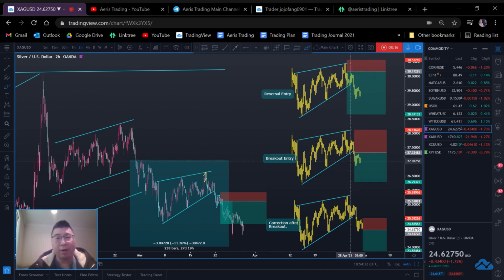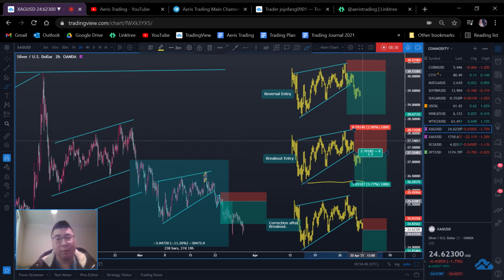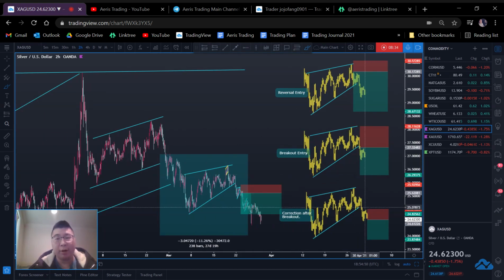Whereas a breakout entry is maybe suitable for people who are looking for not as much risk, because you enter at a breakout and your stop loss is above the high. You have a pretty wide stop loss for the price to move, but at the same time your reward isn't big because your stop loss is bigger. And correction after breakout is kind of in the middle.